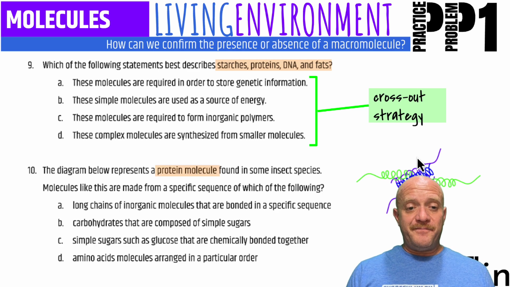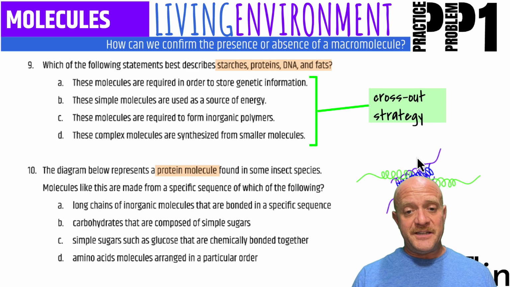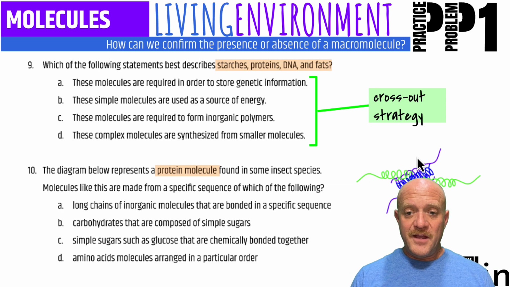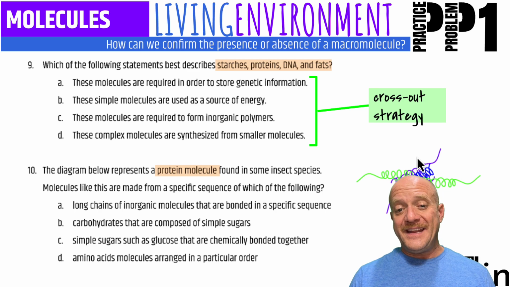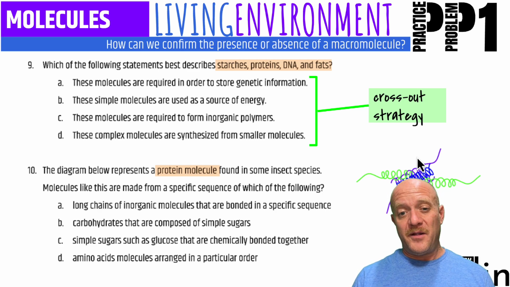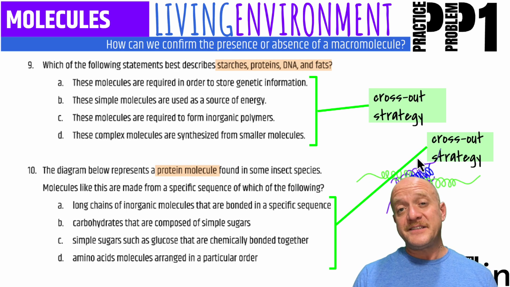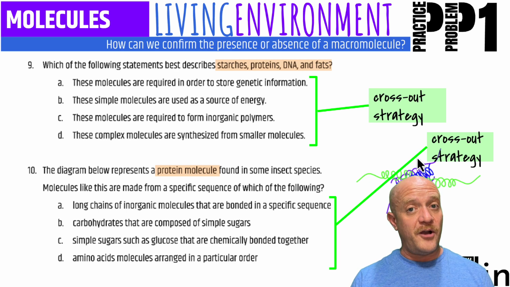Finally, number 10. The diagram below represents a protein molecule found in some insect species. I've already highlighted protein molecule. Molecules like this are made from a specific sequence of which of the following? So, you can indicate what is a protein molecule. Indicate what you know about a protein. And once you have that, read through the answer choices and use the cross-out strategy to eliminate wrong answers.